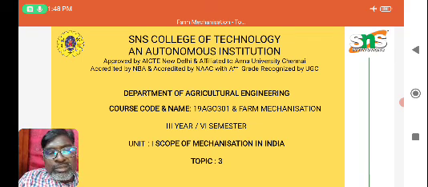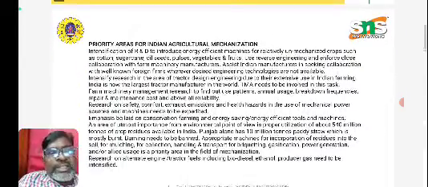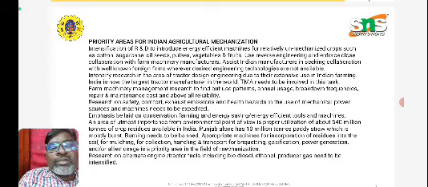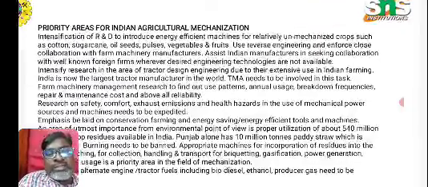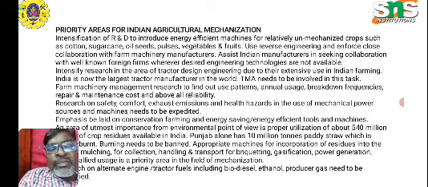This is video 3 on the topic of scope of mechanization in India, and we will talk about the priority areas for Indian agricultural mechanization. In the previous videos we have seen what farm mechanization is, what the benefits are, as well as the limitations in implementation of farm mechanization throughout our country. In this video, let us see the priority areas for Indian agricultural mechanization. Which are the areas to be concentrated on for implementation of farm mechanization?